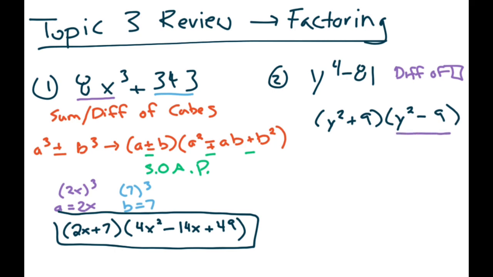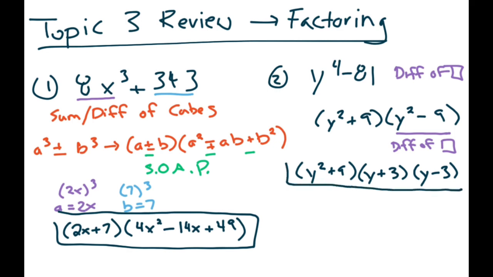Now again, y squared minus 9 is again a difference of squares. We could factor the y squared plus 9 using i's, but we're not going to do that. So we have a y plus 3 and a y minus 3. And the y squared plus 9 is still just hanging out.